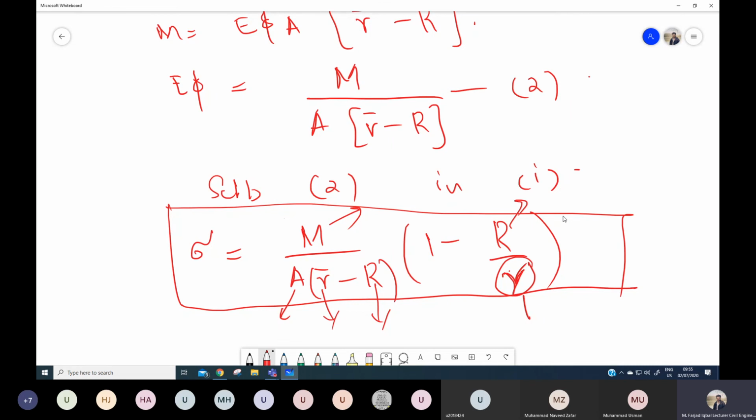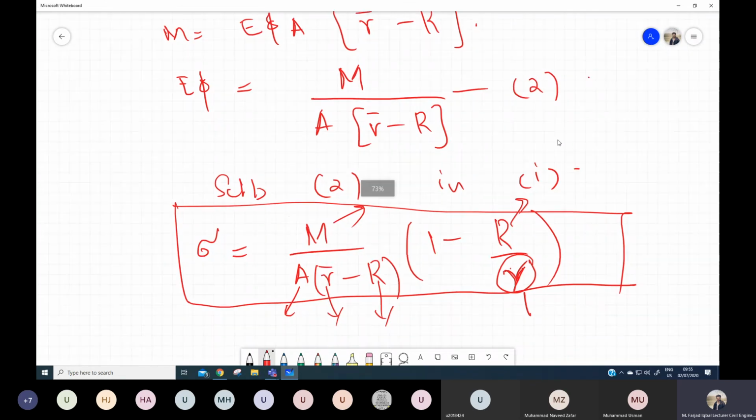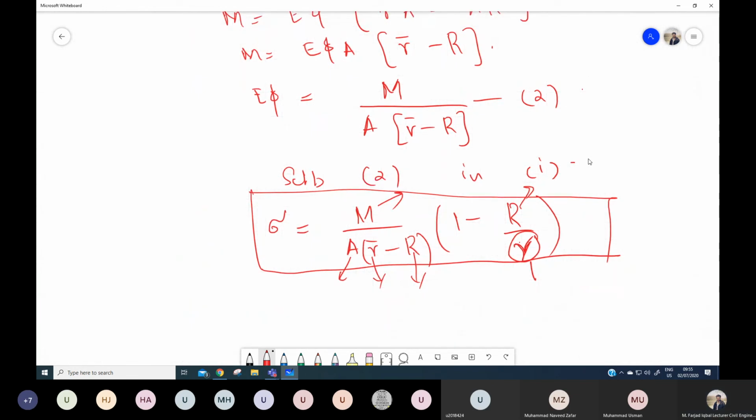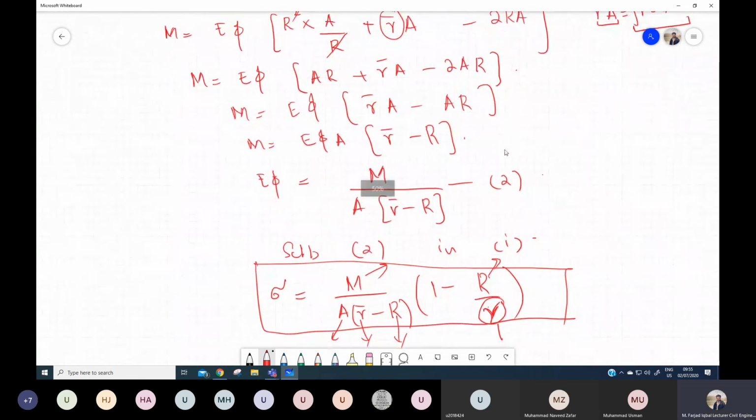We have derived the relationship. In the next class, which is scheduled for 11 a.m., we will solve one numerical problem to see how this equation works. So for now, if you have any questions about this one, you can ask me.